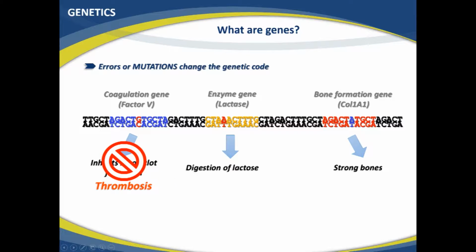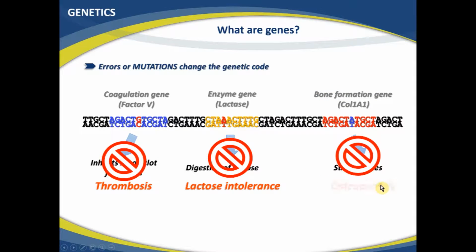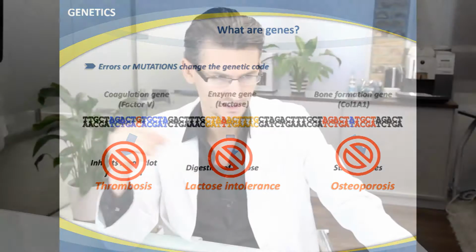So a blood clot forms and blocks up the blood supply to one part of the body. If the enzyme gene is defective, then the body doesn't know how to digest lactose, and it forms lactose intolerance, one of the most common forms of food intolerances. And for bone formation, instead of building strong bones, you build bones that lose their density faster with age, and it leads to osteoporosis. So really, a small letter change in our 3 billion letters of genetic code can cause a severe disease. And it's just one letter.